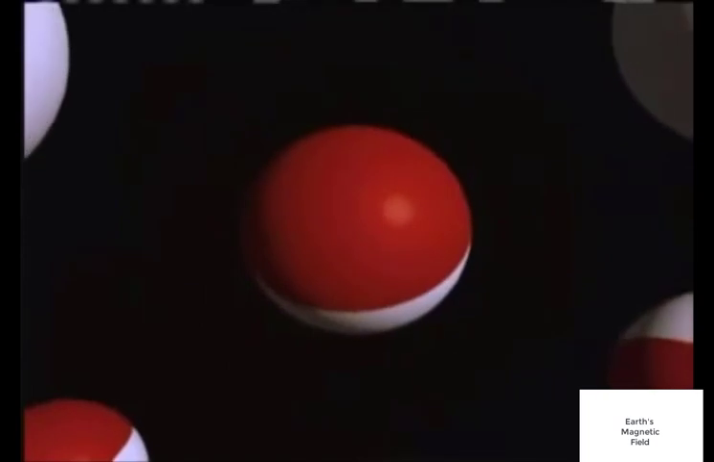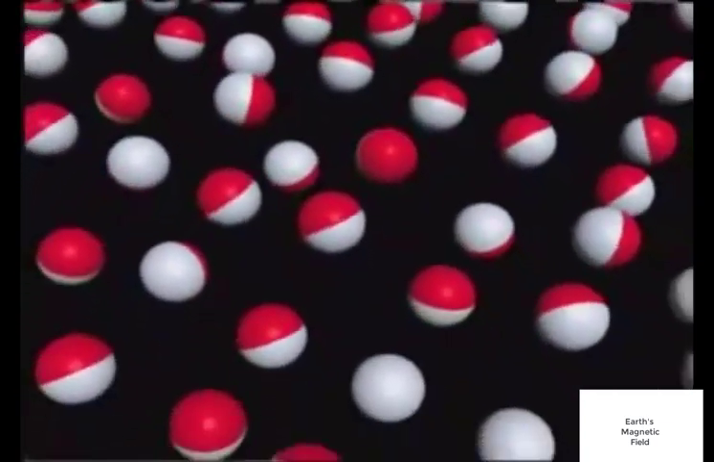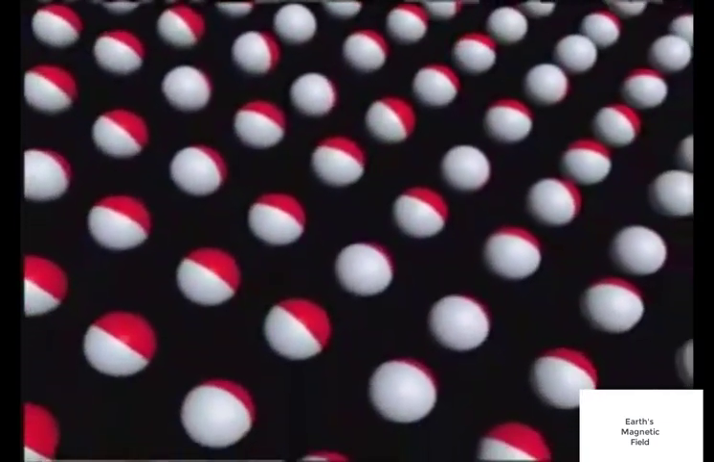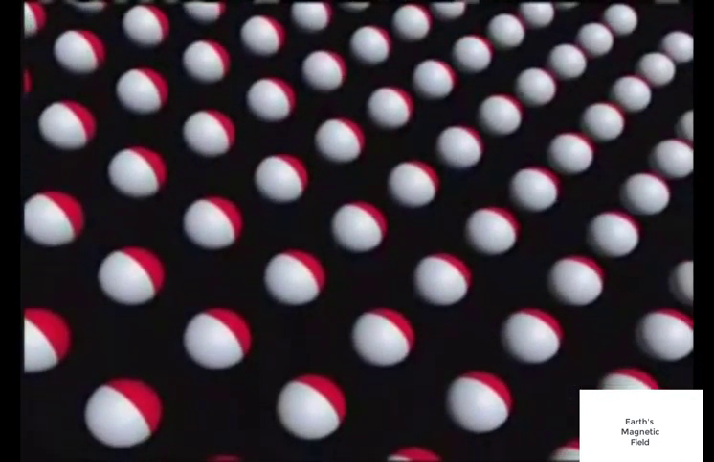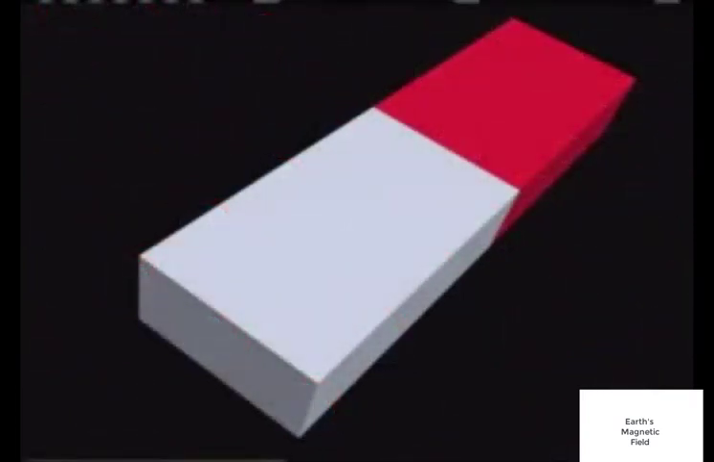This animation shows a ball that represents an atom. The red half of the ball represents one magnetic pole, and the white half represents the opposite magnetic pole. The cluster of balls represents what happens when billions of atoms line up in the same direction, which forms a strong magnetic field. When magnetic fields are aligned in the same direction, just like the magnetic fields of these balls, they create a magnetic domain. If all of the magnetic domains in the material are aligned in the same direction, then the material will have a very strong magnetic field.